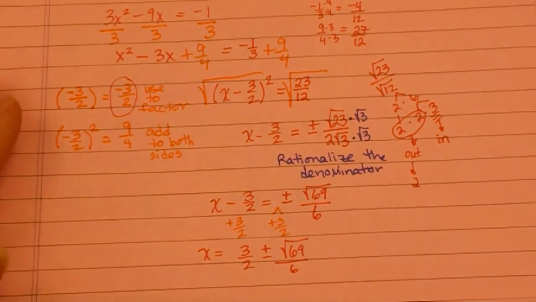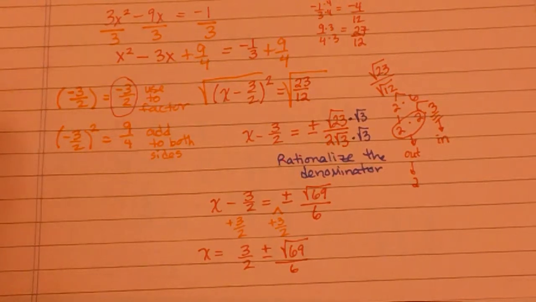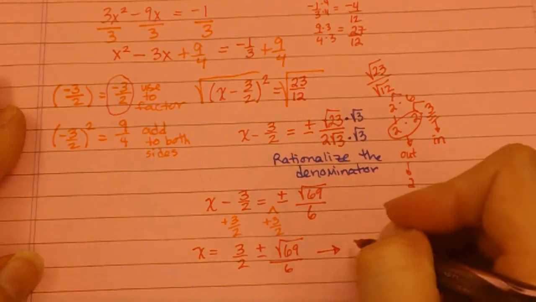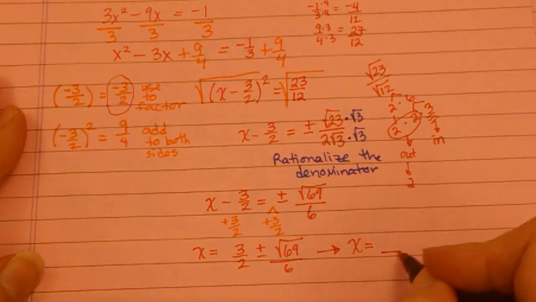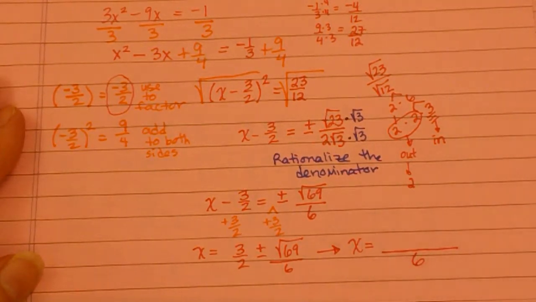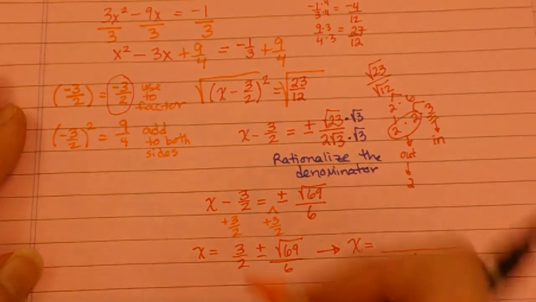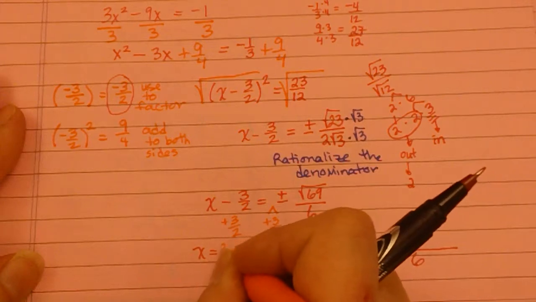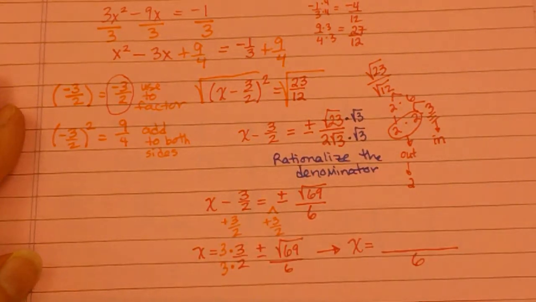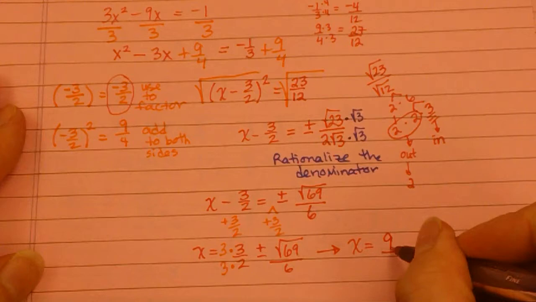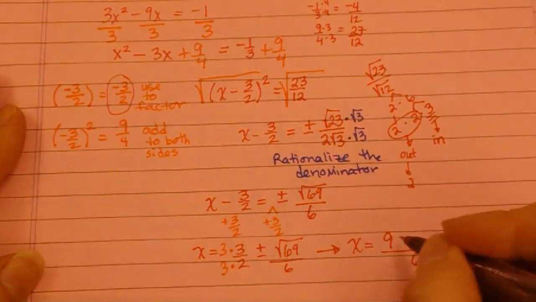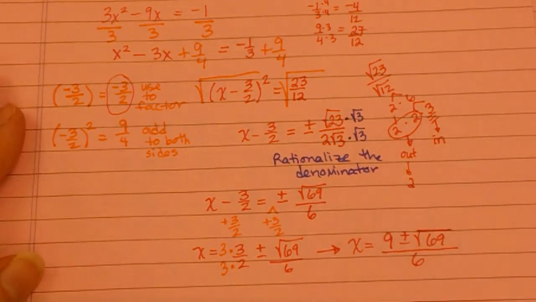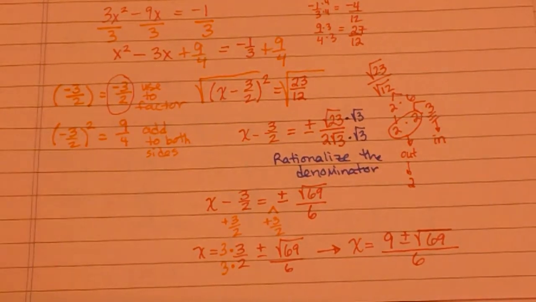And then I'm going to want to do that thing where I get the common denominator and write it all over 6. So I'm going to want to change it to where it's x equals something, something, something, all over 6. So I need to change the 3 halves into sixths by doing times 3 times 3. So that's going to be 9/6 plus or minus the square root of 69 all over 6. And that is how we will leave our answer.